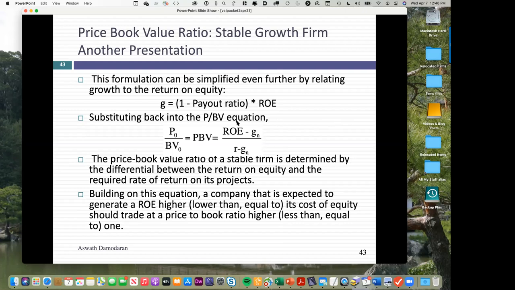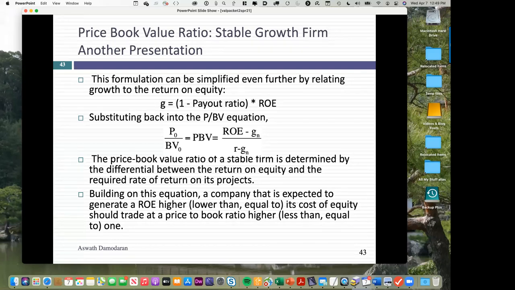If I plug that back into the equation you saw on the previous page, I can actually write the price to book ratio for a company as a function of two spreads. In the numerator, I have the spread between return on equity and growth. In the denominator, I have the spread between cost of equity and growth. Take a look at that equation. If that equation is true for a stable firm, you know what has to be true? If you roughly earn your cost of equity, your price to book ratio should be roughly one.